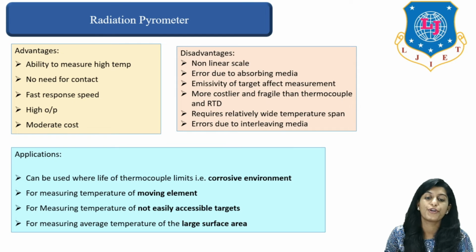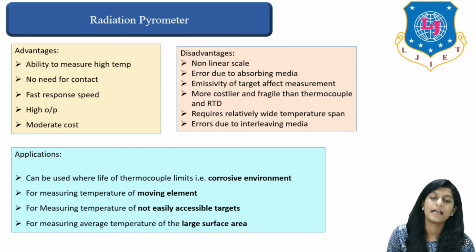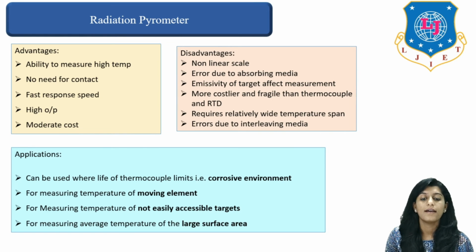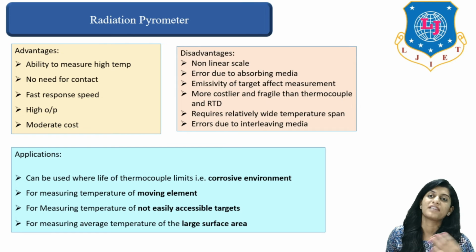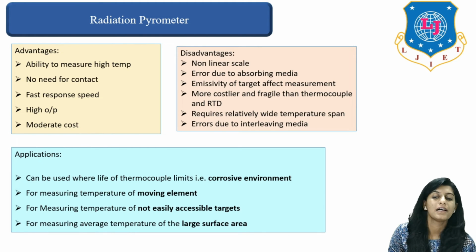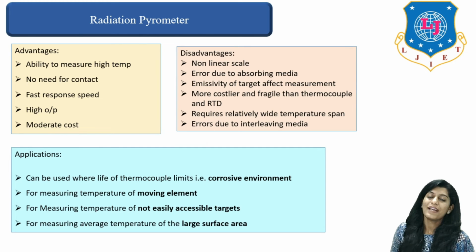Error may occur due to absorbing media. The emissivity of the target will affect the measurement. It is more costly than fragile thermocouples and RTDs; RTDs and thermocouples are very cheap compared to the radiation pyrometer. It also requires a relatively wide temperature span so that it can easily detect, and error due to interleaving media is also present in our radiation pyrometer.